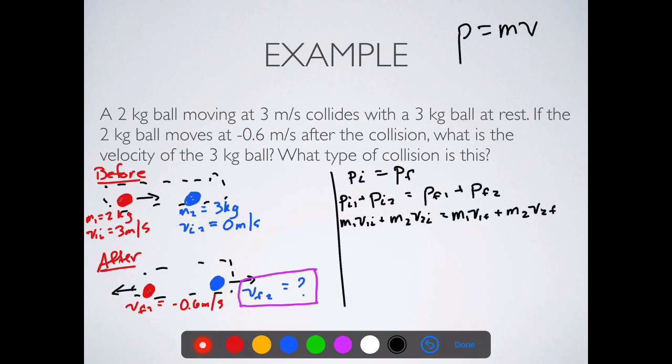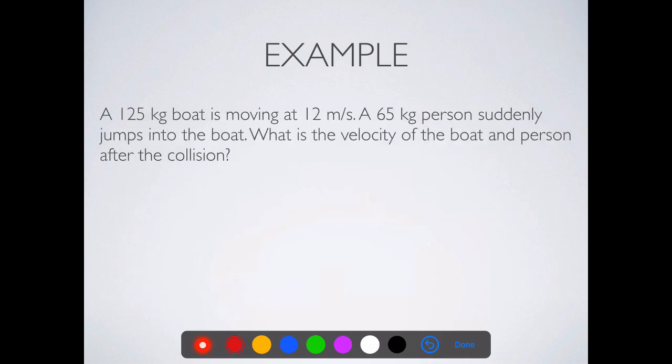All right? This is where we can actually start to do things. Now, all I've done here is I've replaced these P initials and P finals with the equation for momentum. All right? Now, let's look at this. I know what M1 is. I know what V1 initial is. I know what M2 is. I know what V2 initial is. I know what V1 final is. I only don't know what this is right here. So I need to rearrange this. All right. Now here's how we're going to do this.